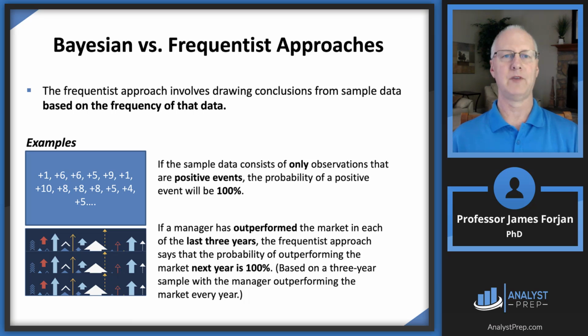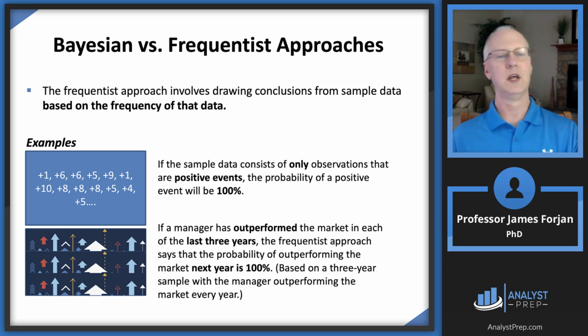How about the Bayesian versus the Frequentist approach? So let's go back to my sons losing their phone. The Frequentist approach involves drawing conclusions from sample data based on the frequency of that data. All right, so if the sample data consists only of observations that are positive events, then the probability of a positive event will be 100%.